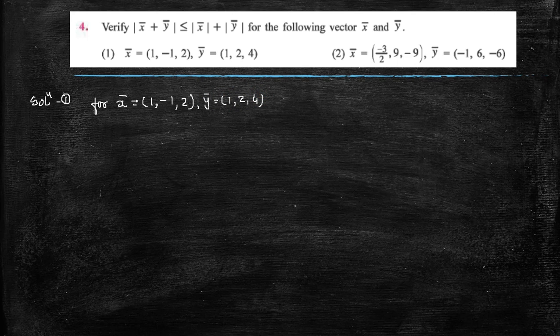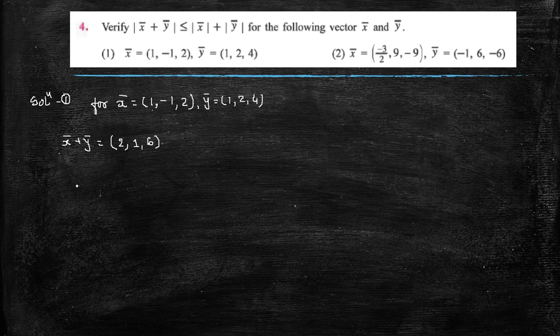So first of all, we will need vector addition. I will write it directly over here: 1 plus 1 will give you 2, minus 1 plus 2 will give us 1, and 2 plus 4 will give us 6. So this is what we have, vector x plus vector y.